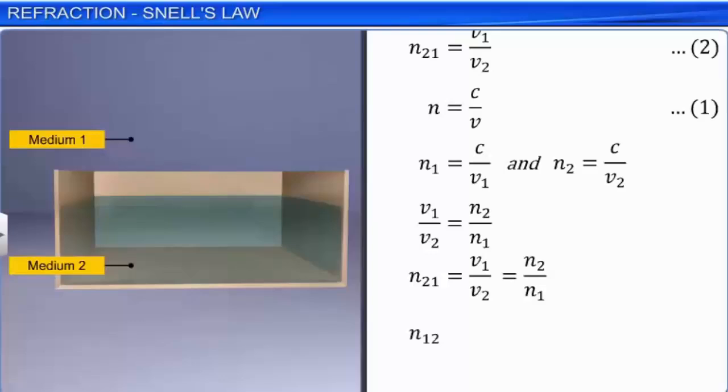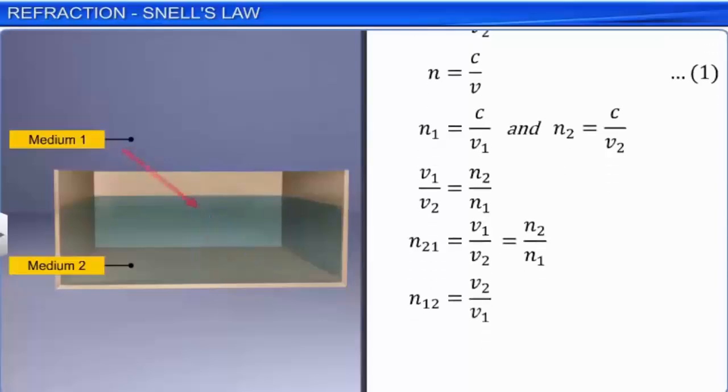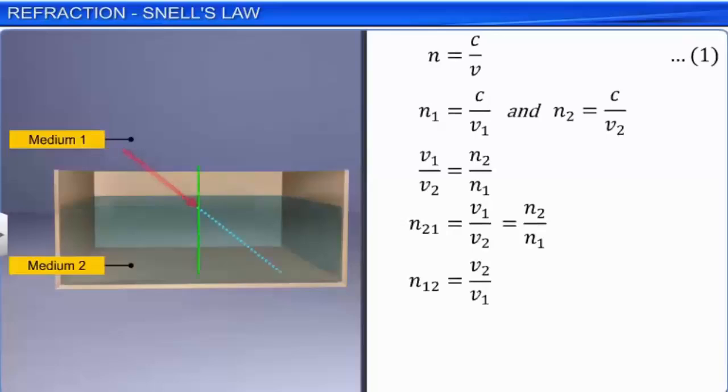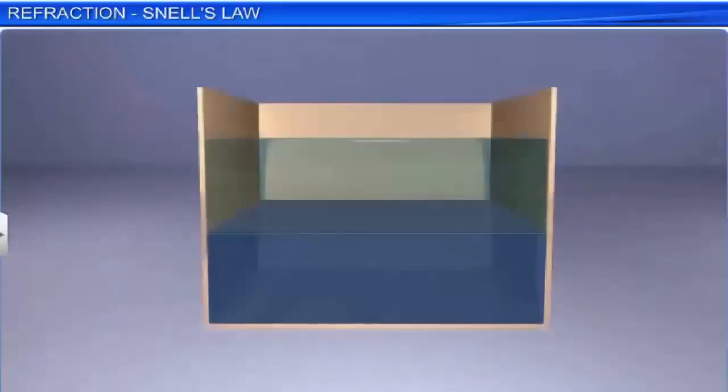Now, consider a case where a ray of light first travels from medium 1 to medium 2, and then from medium 2 to medium 3. Let N21 be the refractive index of medium 2 with respect to medium 1, N32 be the refractive index of medium 3 with respect to medium 2, and N31 be the refractive index of medium 3 with respect to medium 1.